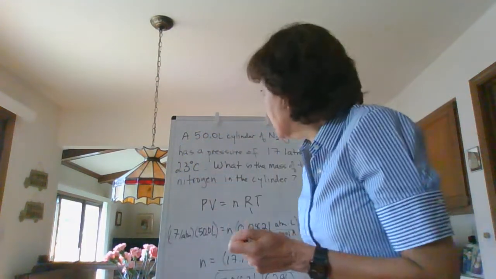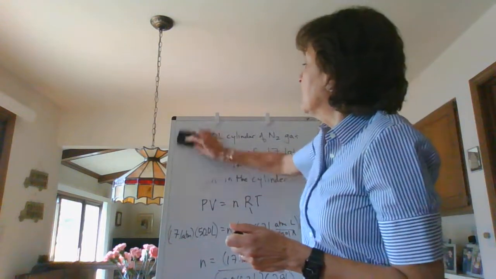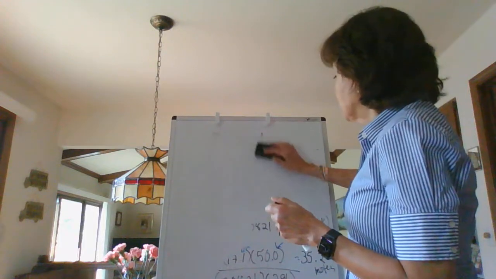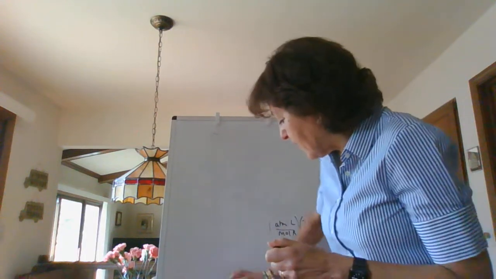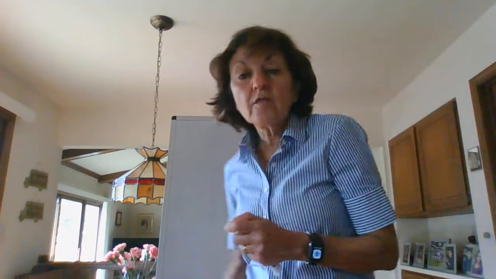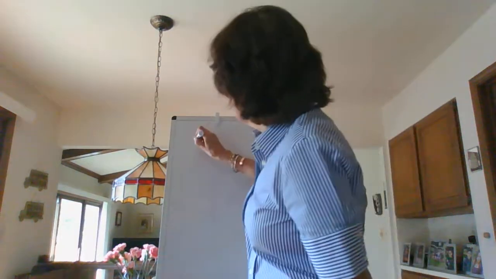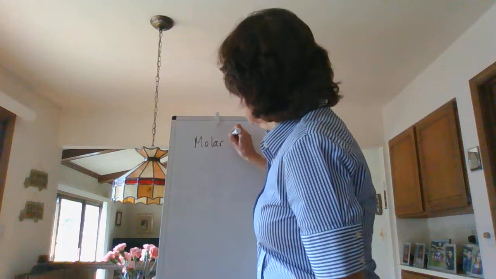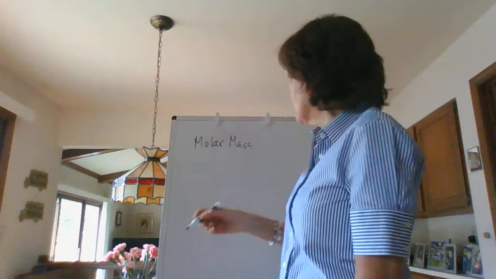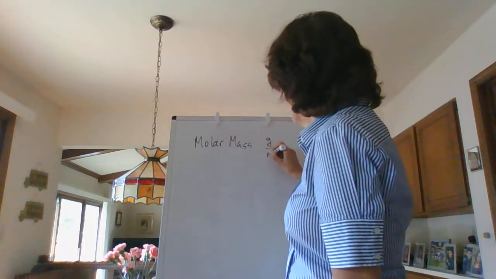Now, let's take it a bit of a step up. Let's kick it up a notch. We're going to use the ideal gas law to figure out the molecular weight of an unknown compound. If you remember, molecular weight or molar mass is grams per mole. So in order to figure out the molar mass of something, which is the same thing as the molecular weight, molar mass is grams per mole.